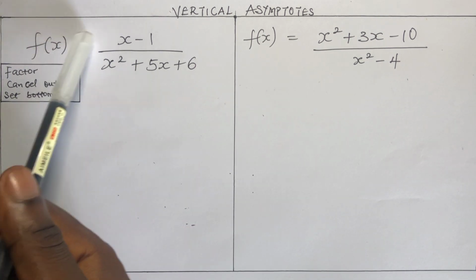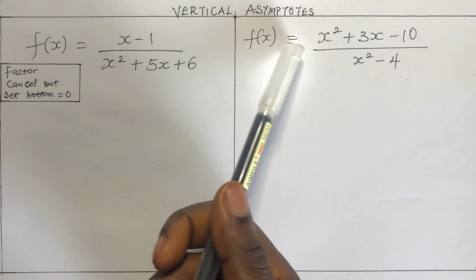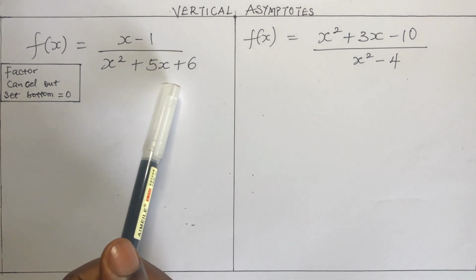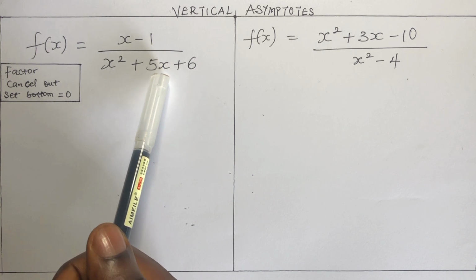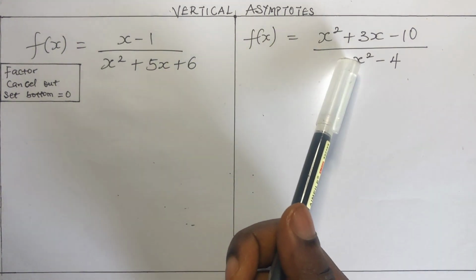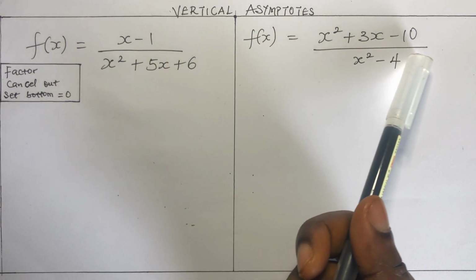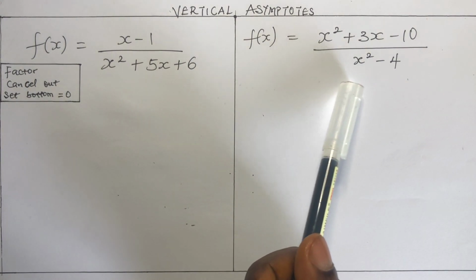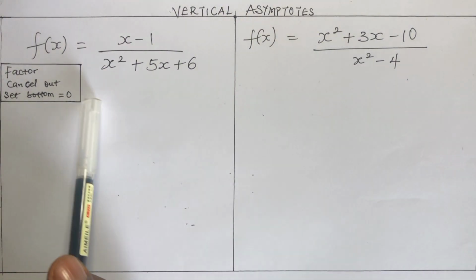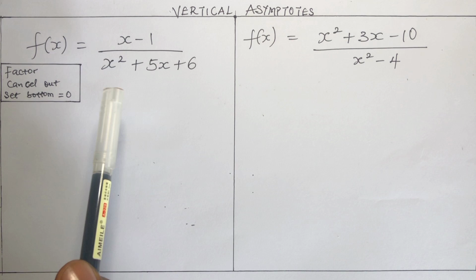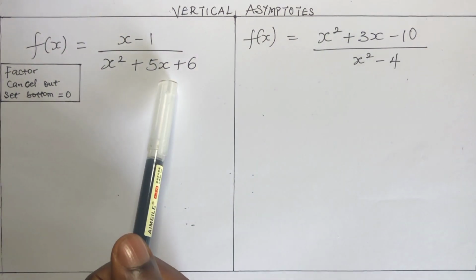Also, we have f of x equal to x minus 1, all divided by x squared plus 5x plus 6. And on this side, we have f of x equal to x squared plus 3x minus 10, all divided by x squared minus 4. So we were asked to obtain the vertical asymptotes of these functions.